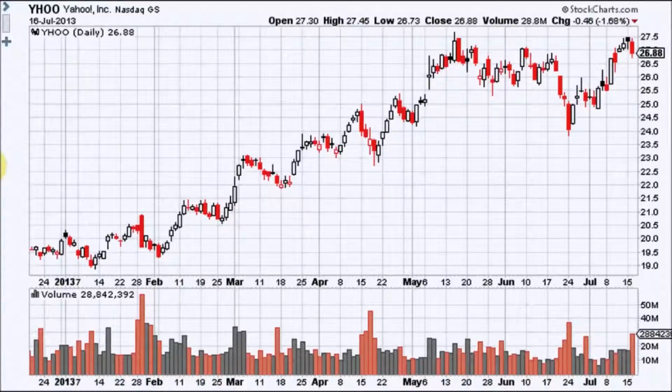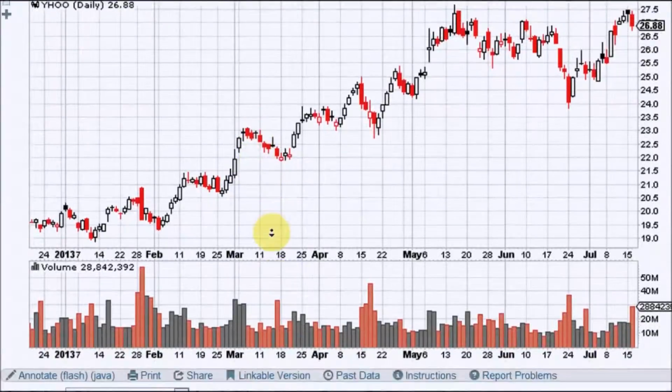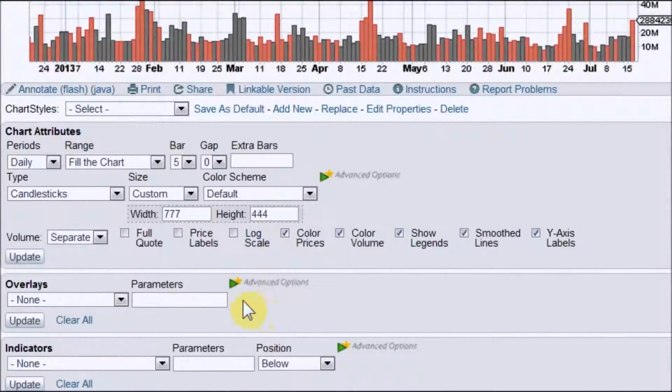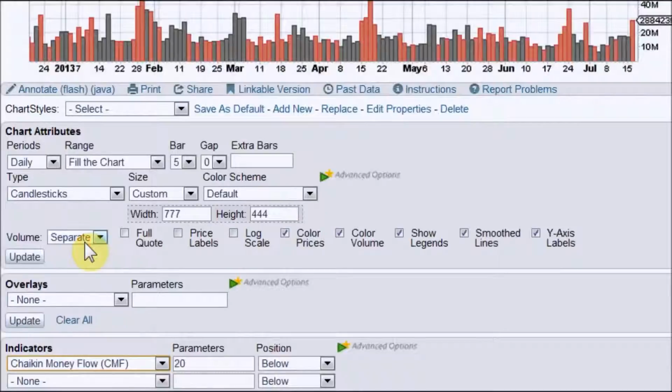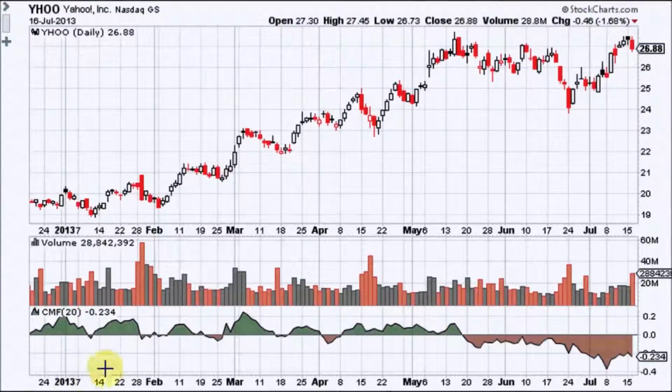So let's go ahead and load up the CMF on this stock chart of Yahoo here at stockcharts.com. Scroll down to the bottom, and in indicators you will select Chaikin Money Flow CMF. The standard parameter is a look-back period of 20 days, and I recommend leaving it at that specific time setting. Click Update, and this is the CMF.